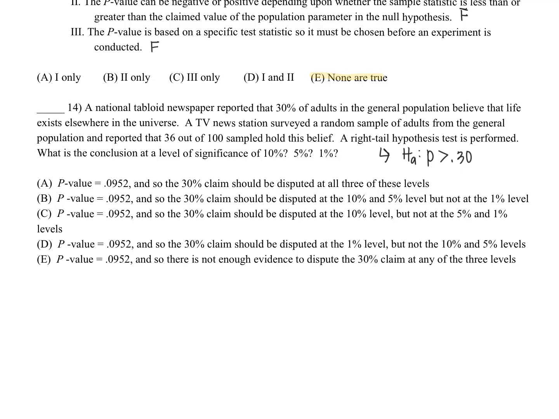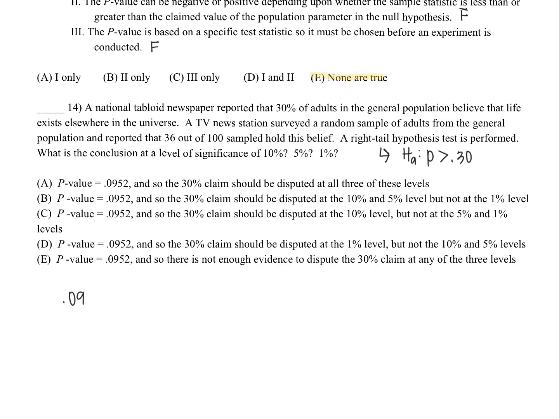Now we need to find our test statistic so we can calculate our p-value. It doesn't matter though in this case. All of the p-values for the multiple choice questions are 0.0952, so calculating it doesn't actually matter. If one of these had been different, I would have calculated my test statistic so I could figure out the correct p-value. But they all have the same p-value, so I don't need to do that step. Now I just have to determine at what levels we're rejecting.